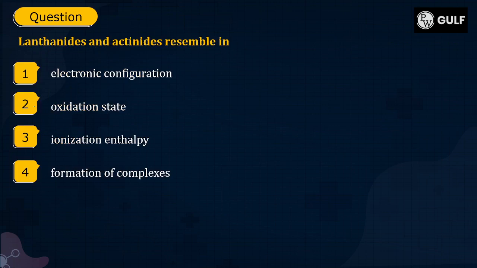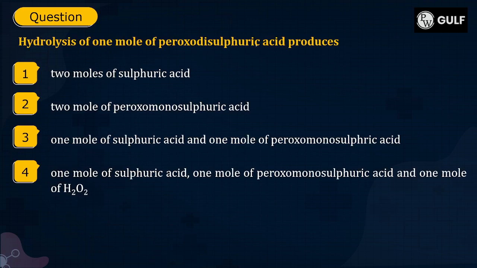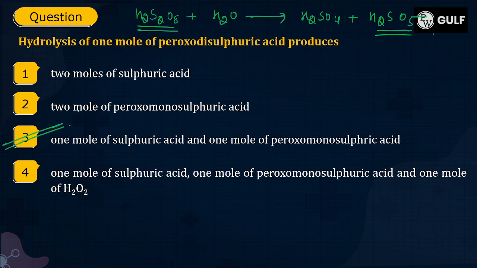Lanthanides and actinides resemble in their oxidation state. Hydrolysis of 1 mole of peroxodisulfuric acid, that is H2S2O8, when it interacts with H2O, it will give rise to 1 mole of sulfuric acid plus 1 mole of peroxomonosulfuric acid. So option 3 is the answer.